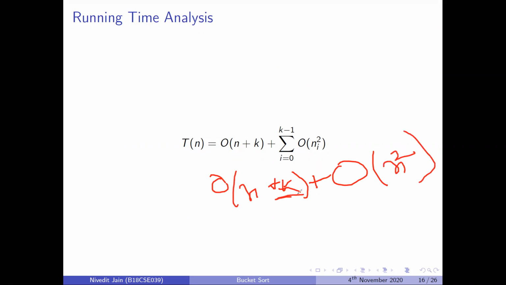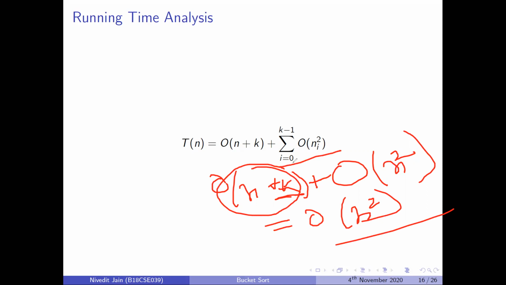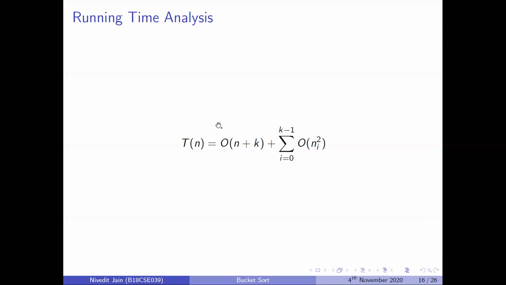Usually k is very much less than n. So this would be just O of n square. Or you can also prove that this would be bounded by O of n only. So yeah.